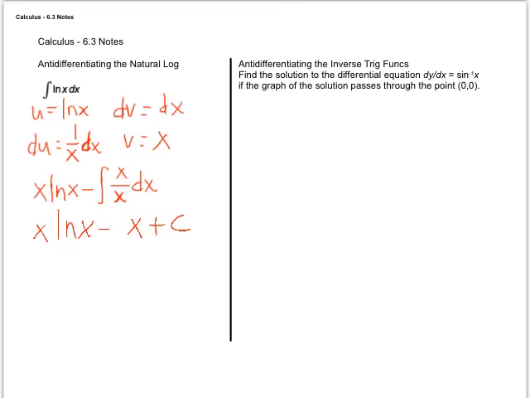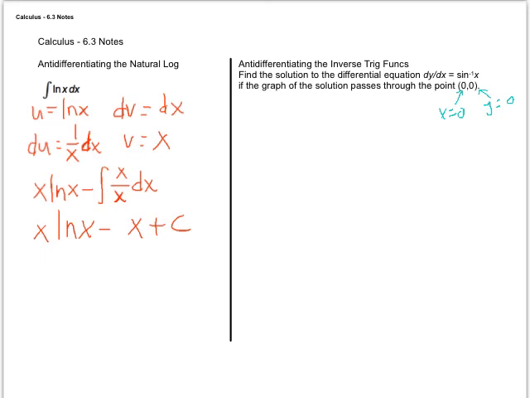The last guy is finding an antiderivative of the arc sine, and we want to find the specific solution to this, where we go through the point 0, 0. Anytime you're given a point, and sometimes it's hard to remember, you're given a value for x. In this case, my x is equal to 0. And you're given a value for y. In this case, my y is equal to 0. We get so bogged down in the math sometimes, we totally forget that we're given a value for x and a value for y.